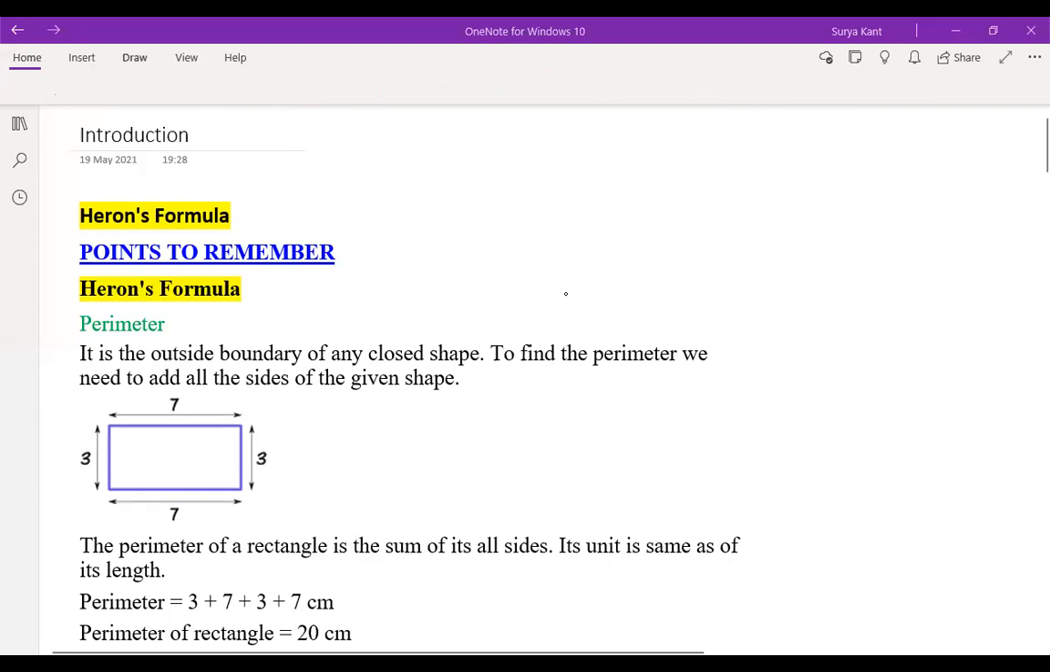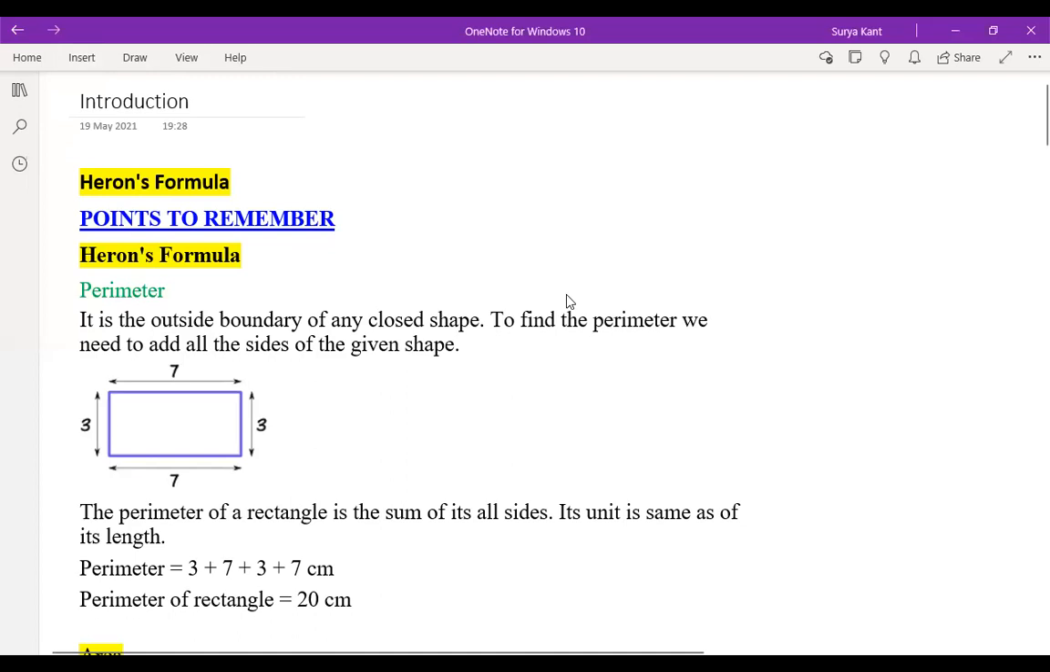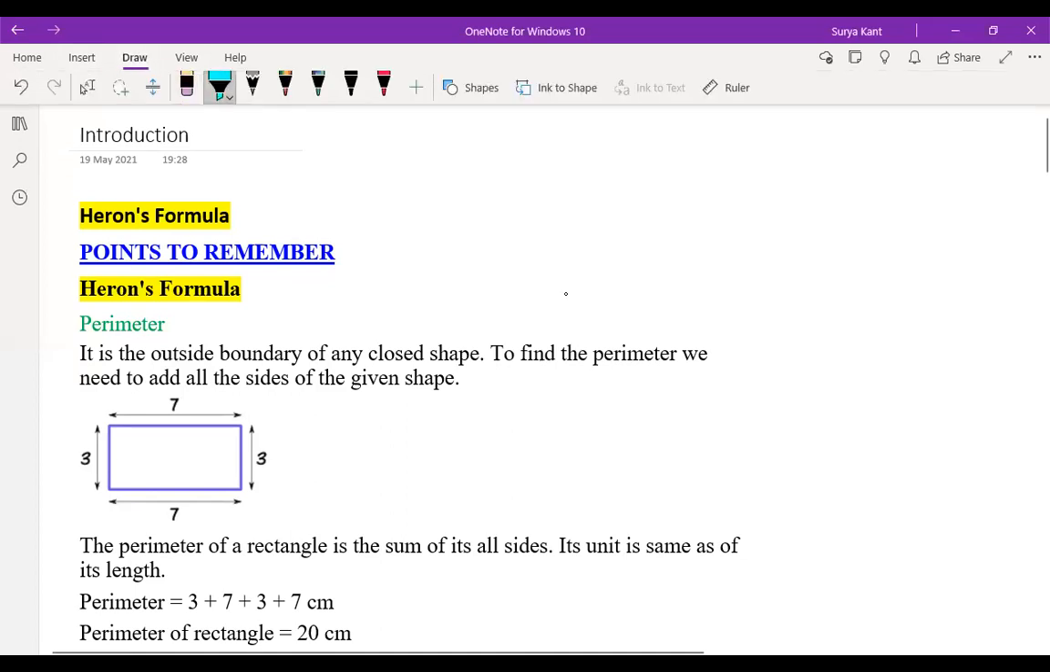See, Heron's formula, I'm going to start now. What is Heron's formula? Heron's formula is used to find the area of any triangle, whether isosceles, equilateral or scalene. If the sides are given to you, then you can find the area of the triangle.